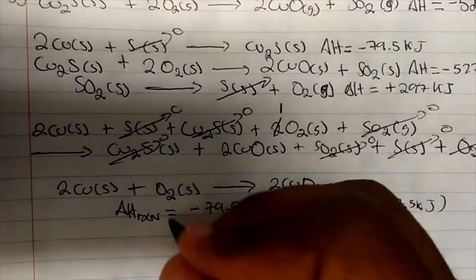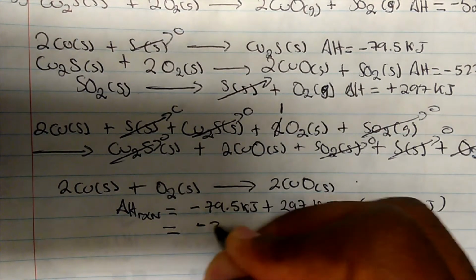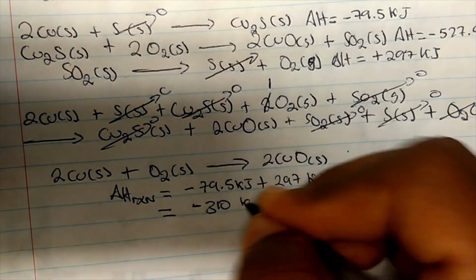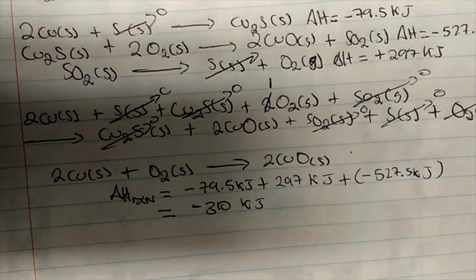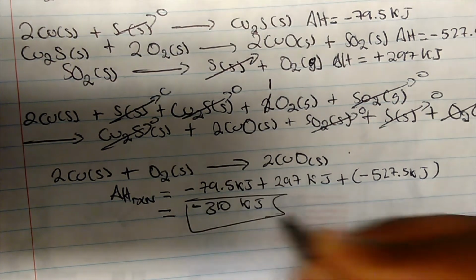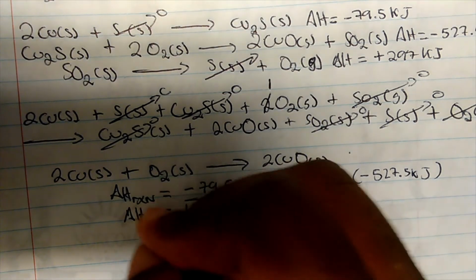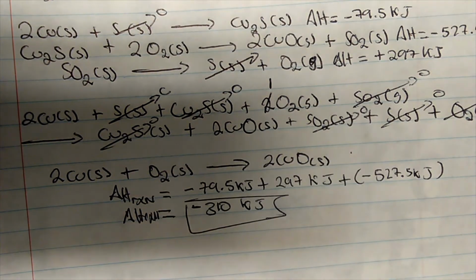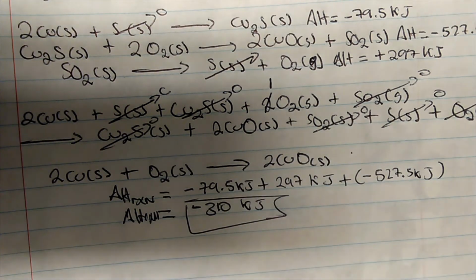When I add these together, I should get approximately negative 310 kilojoules. So this would be my answer. This would be the delta H of the reaction. So that's a general idea of Hess's law. Let's look at one more problem very quickly.